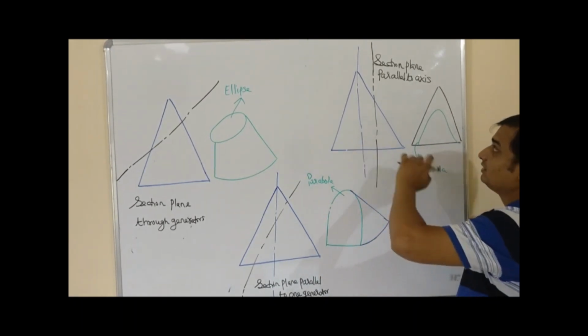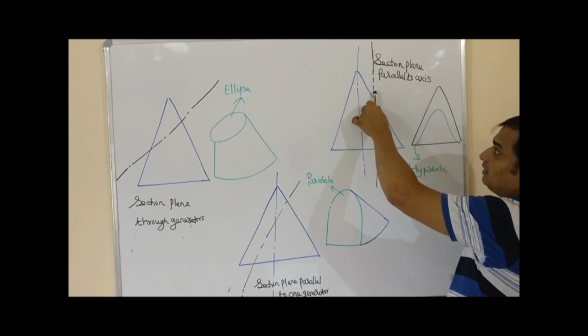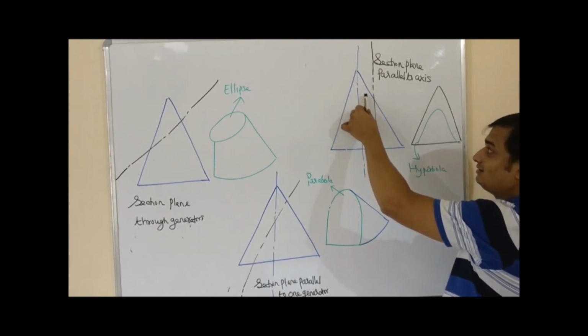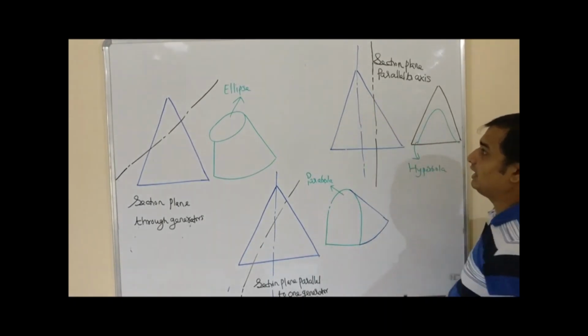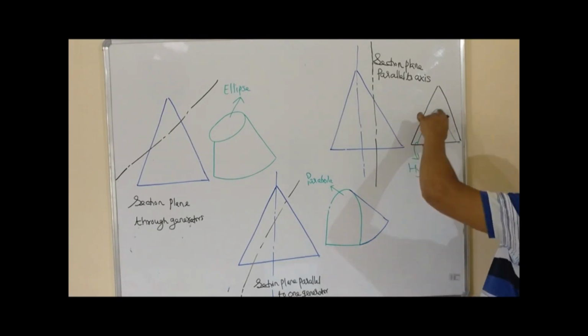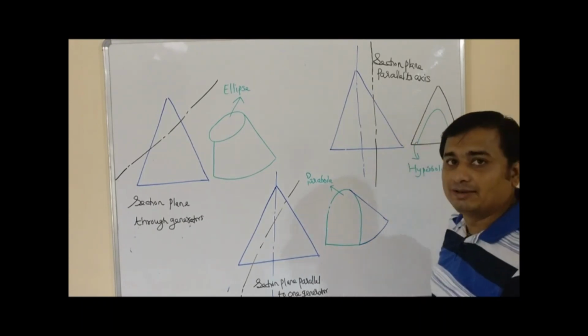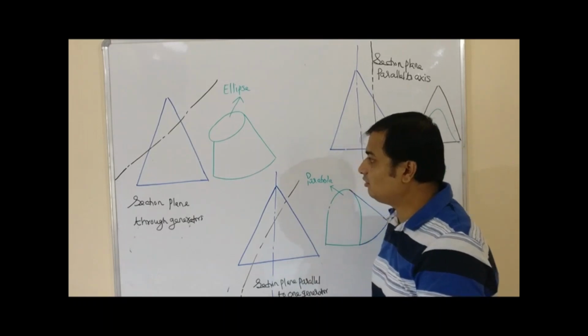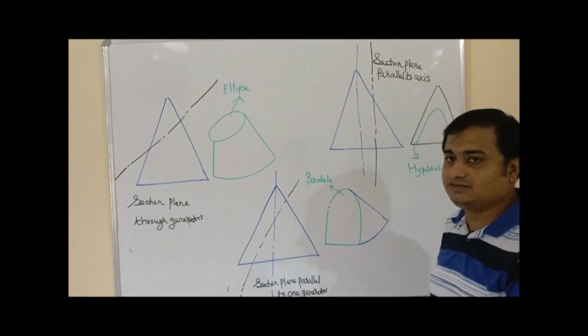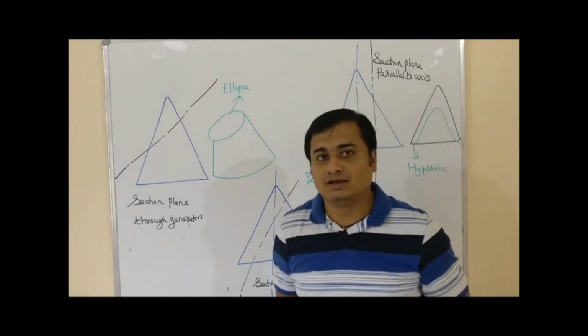Last case, when the cutting plane is parallel to the axis, as you can see, this is the axis and this is the cutting plane. The cutting plane is parallel to the axis, so in that case the curve which has been obtained is called a hyperbola. So these are the three cases of ellipse, parabola, hyperbola, and that's why these three curves are called conic sections.